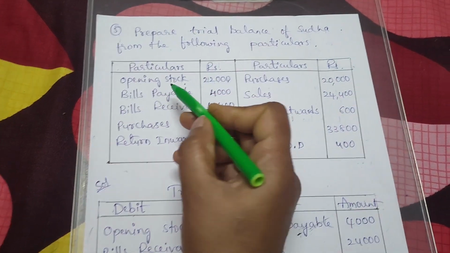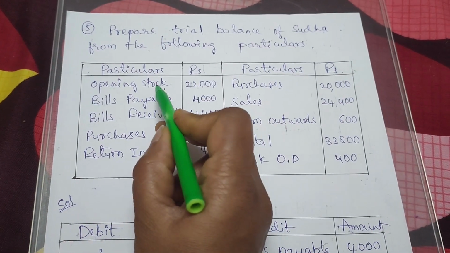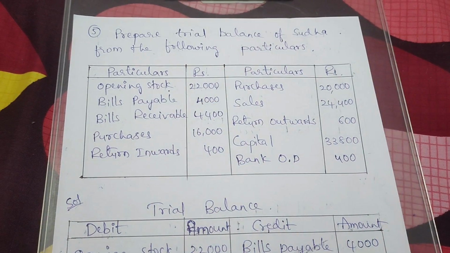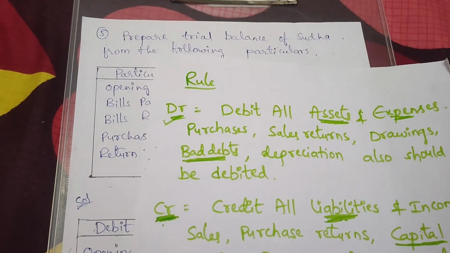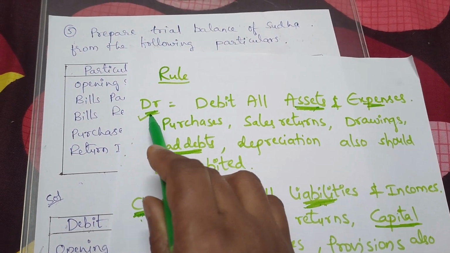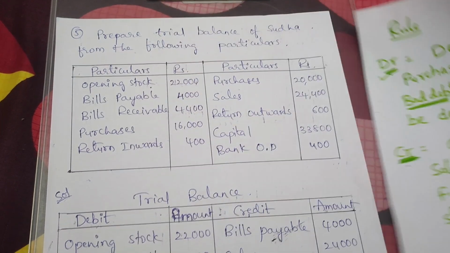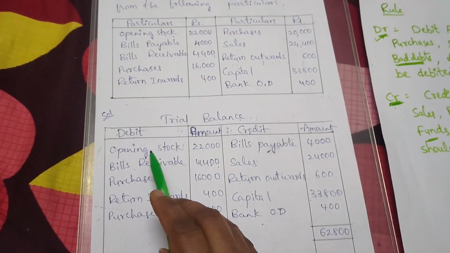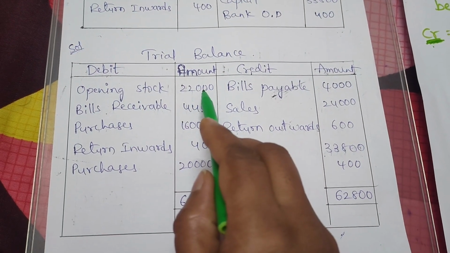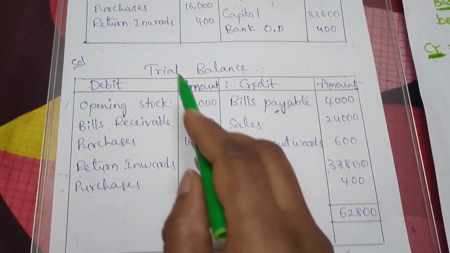Let us see the items. Opening stock. Stock is asset. Students, stock is asset always. So assets we should debit. So let us write opening stock under debit only. Opening stock under debit 22,000. Next item.